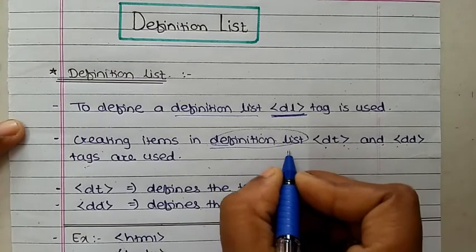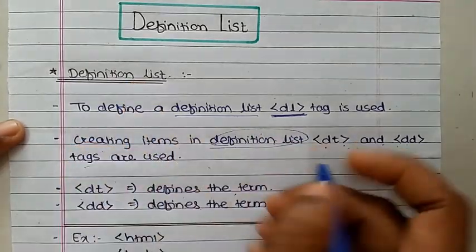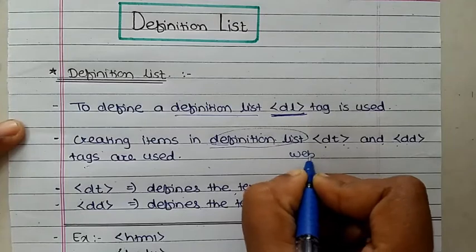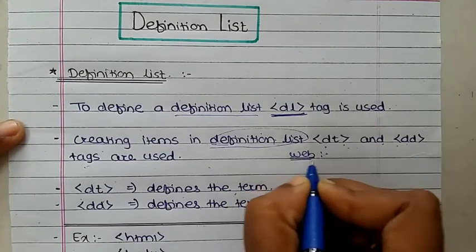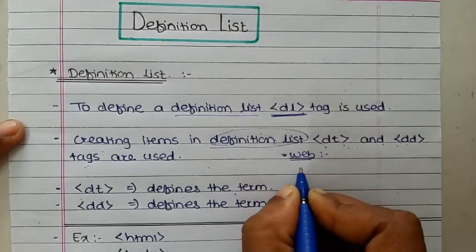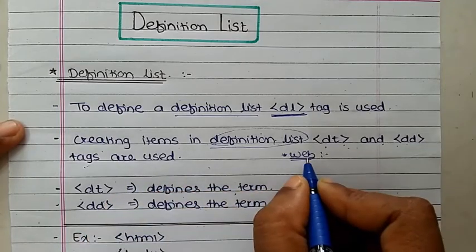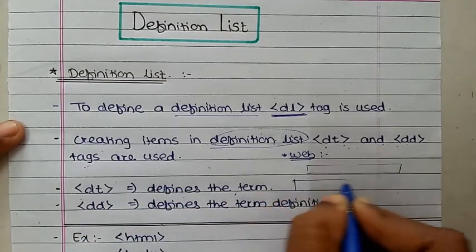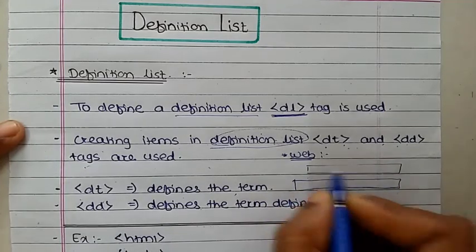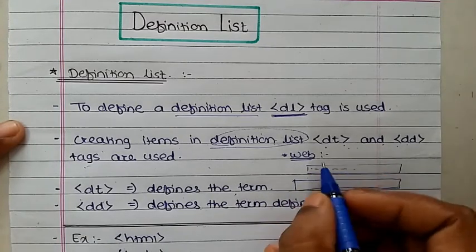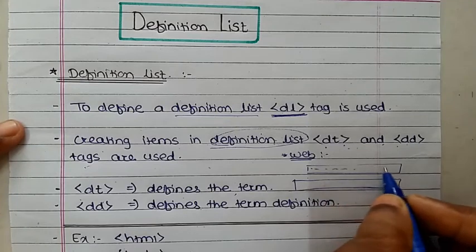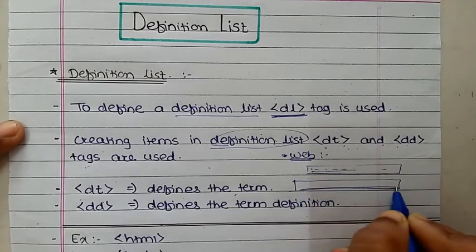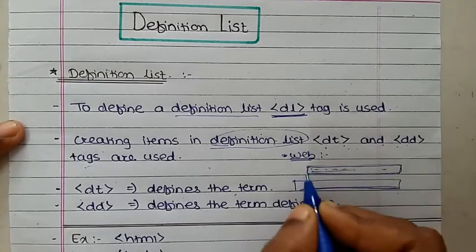Many times we have to write, suppose I want to write the definition of web. So how to write this? You have to show the heading as web, and then you have to write the definition of it in this form. That means your definition starts from here, like: web is the part of the internet. So you have to write down the definition of web in this manner.